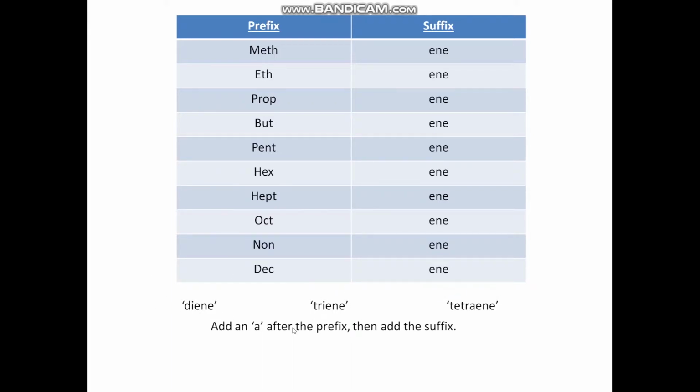So here's a little example. From this we can see that there's seven carbons, and there are two double bonds located at carbon 1 and carbon 4. The A is just there to separate the two consonants, so the T and the D.